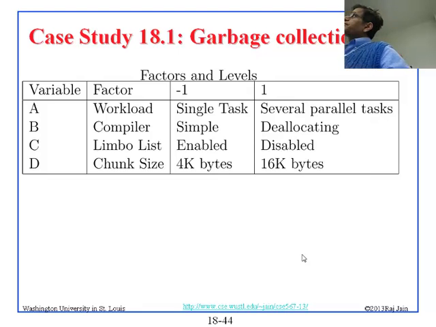Now this is a case study for garbage collection. Everybody knows garbage collection? I think I asked you before too. Everybody knows garbage collection, right? Okay. This was probably an example I did the very first time, when we were doing the introduction to the course. So this is a case study. Some people were designing a garbage collection algorithm, and they had 4 factors: the workload, compiler, limbo list, and chunk size. Probably limbo list is their invention. It doesn't matter what limbo list is, but it is the thing that they want to try out.